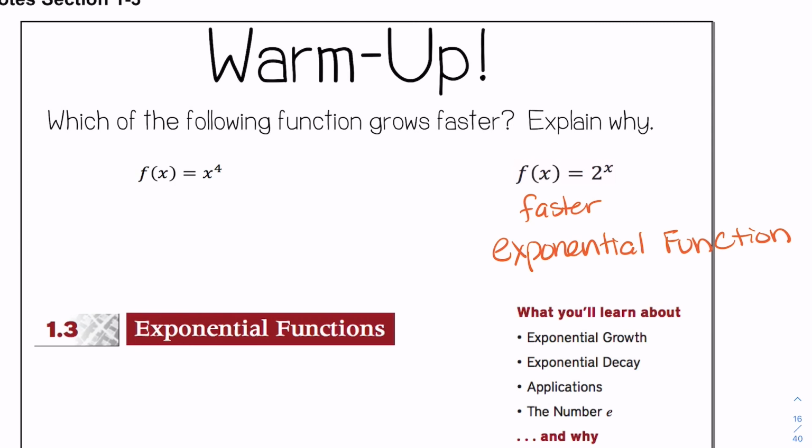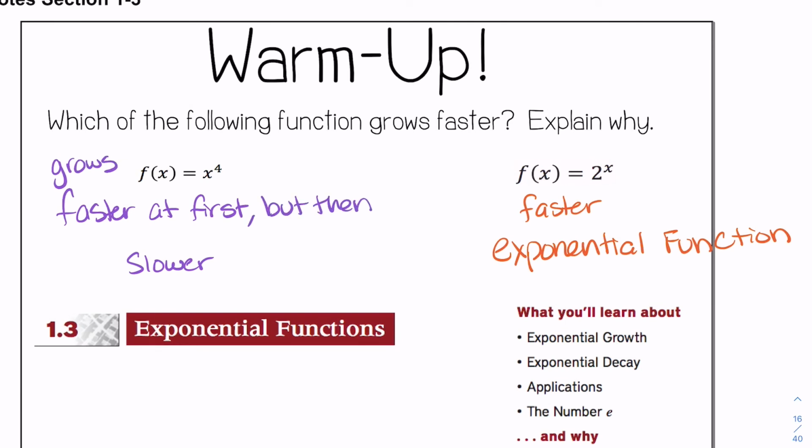Yeah, and so x to the fourth here is actually slower. We can say it's faster for a while, but ends up being slower in the end. It grows faster at first, but then slows down as x approaches infinity. All right.